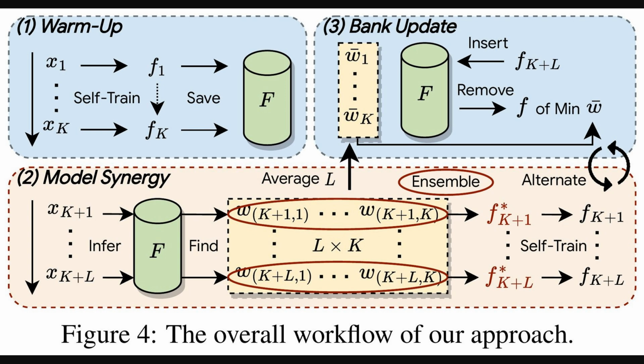So building on how those synergy weights are determined, this figure details the overall workflow of Model Synergy. It kicks off with a, quote, warm-up phase, where initial models are self-trained on early data batches, like X1 to XK, and then saved into the model bank, that's F. Then, the core Model Synergy step happens. For new incoming data, it draws from this bank, applies those crucial synergy weights to assemble the supermodel, and uses its predictions to self-train the current model. Finally, Bank Update keeps the model bank fresh by adding the latest adapted model and removing the one with the lowest average synergy weight, ensuring efficiency.